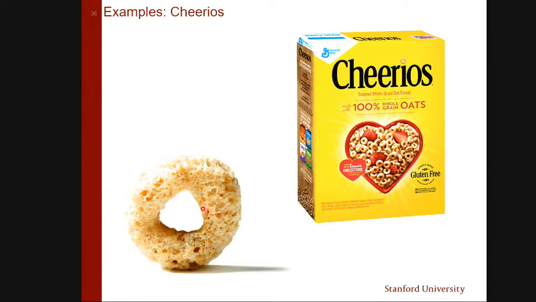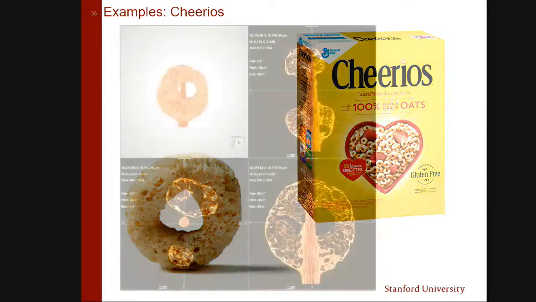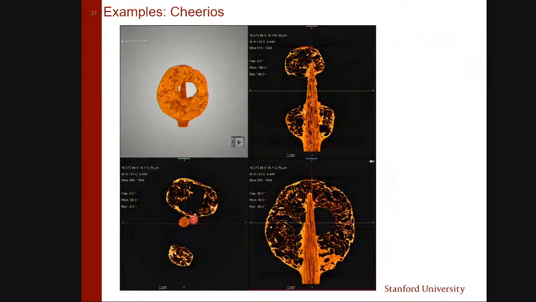So the engineer got a Cheerio and put it on a wooden stick. And then you do tomography pretty fast. And then you get something like that. So your software will show you something like this. In here, you will see a rendering of the 3D object.